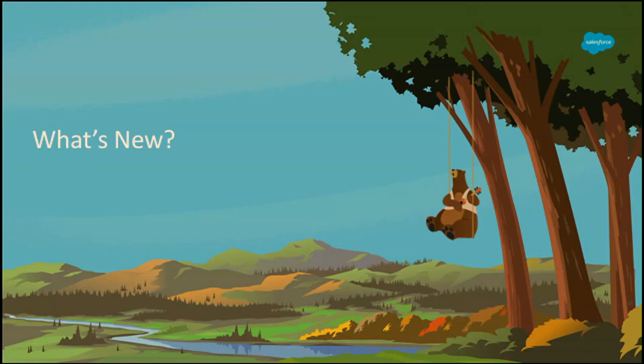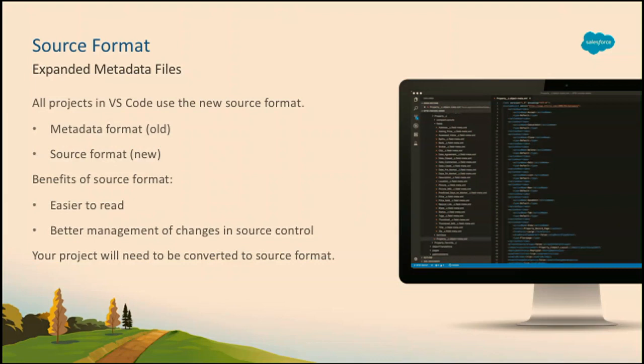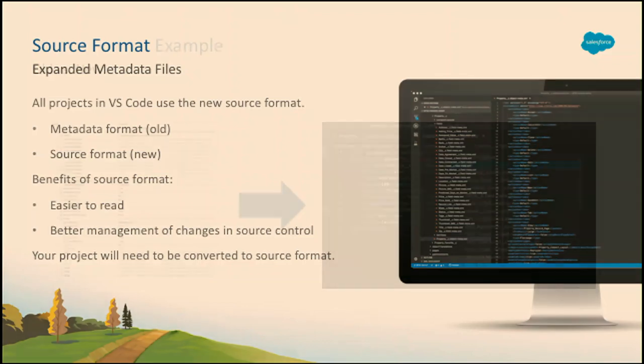OK, cool. On to our new features that make VS Code really awesome. One new feature is our improved source format, which is actually really similar to the old metadata API format, but with a few improvements. So one major improvement is that we break out custom objects and their child custom fields and layouts, et cetera, into their own individual files. And that makes them just smaller, easier to read, easier to manage.